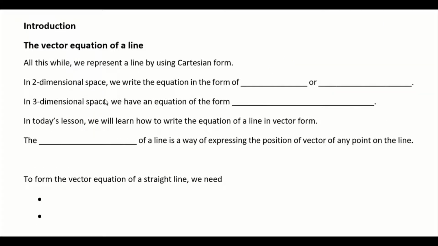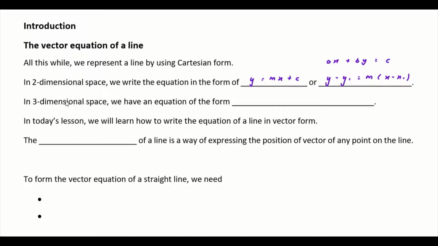Alright, so let's start the lesson. All this while we always represent a line by using Cartesian form, which means we put it in a coordinate geometry form. If it's in a 2D space, then normally we have two formulas that we use to find the equation of a straight line: y equals mx plus c, or y minus y1 equals m times x minus x1. Or sometimes you'll write it in a general form, which means things like ax plus by equals c.